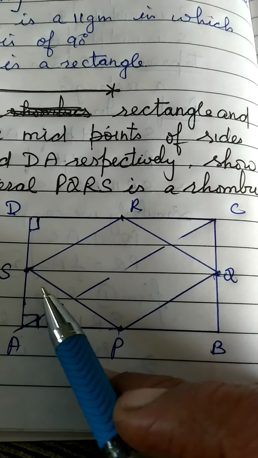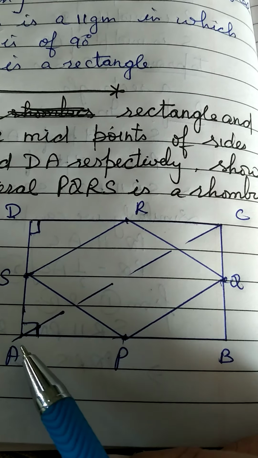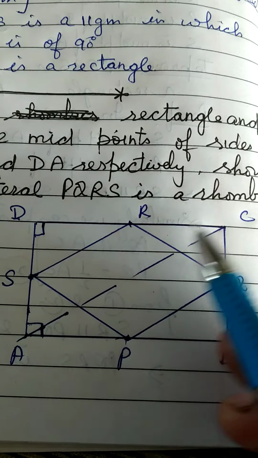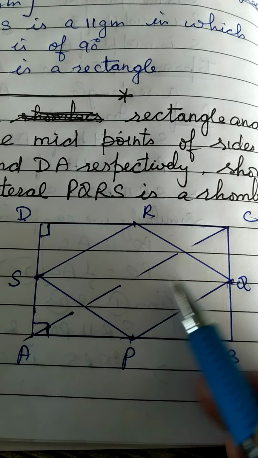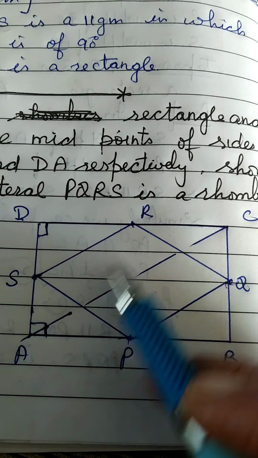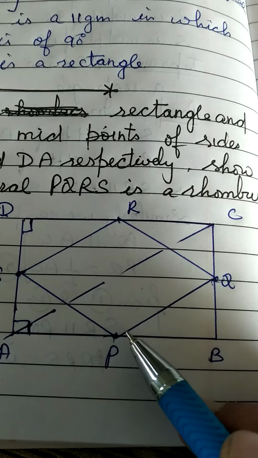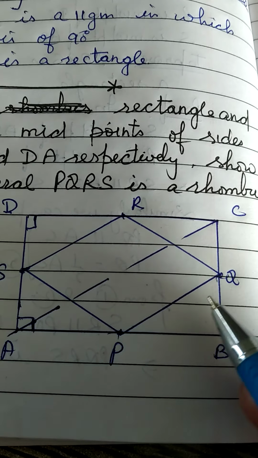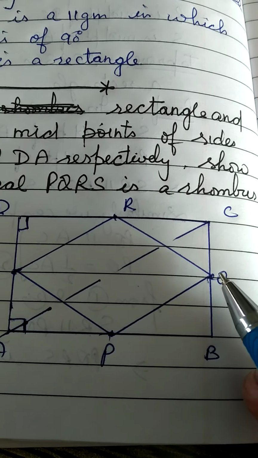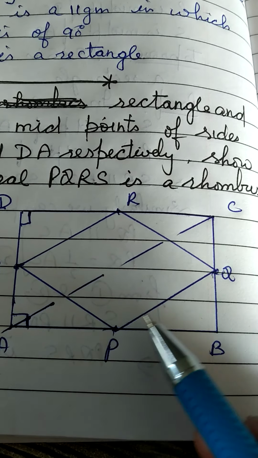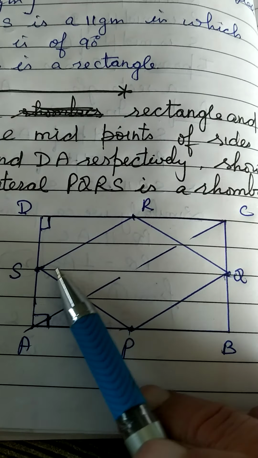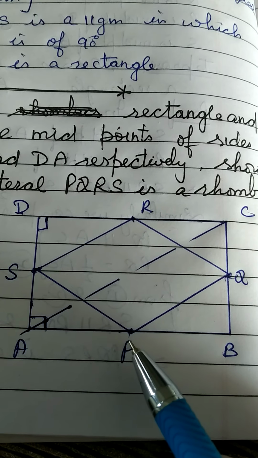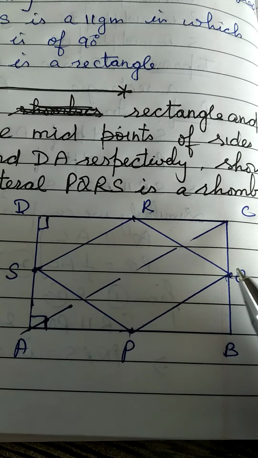See here, in triangle DAC, S is midpoint of AD, R is midpoint of DC. It means that SR is parallel to AC by the midpoint theorem and SR is equal to half of AC. Similarly, PQ is parallel to AC and PQ is half of AC. From here we get PQ is parallel to SR and PQ is equal to SR. From this we get PQRS is a parallelogram.